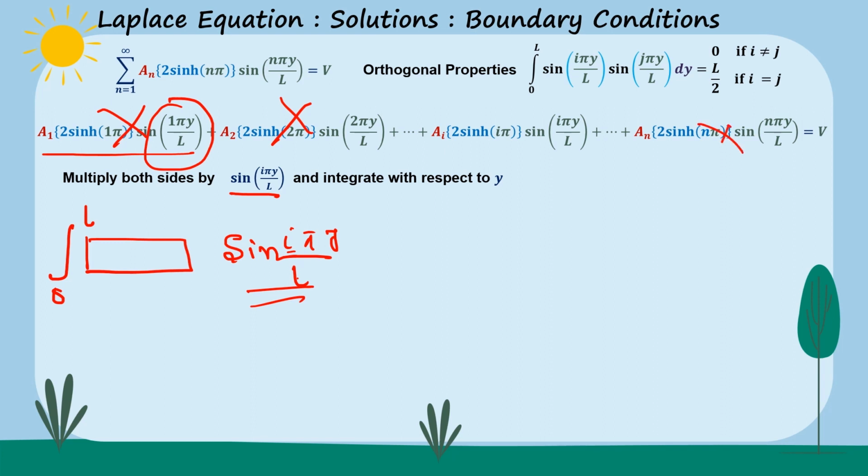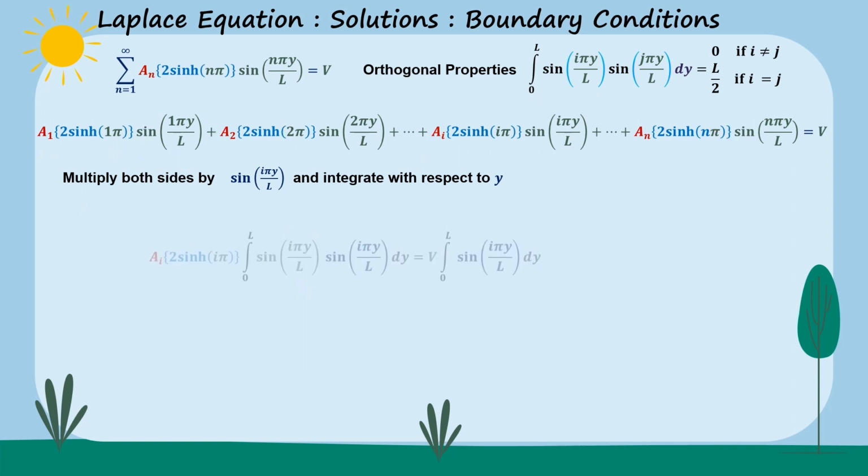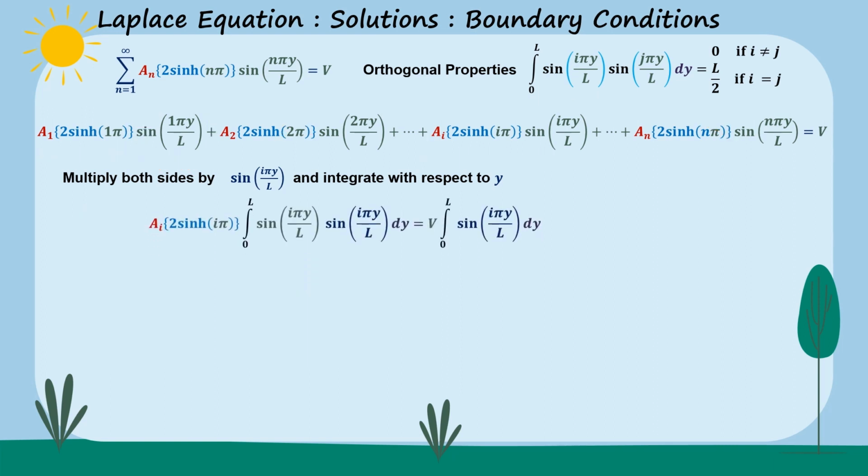This term will be retained. So only this term will be left behind, because here we have iπy and there we have iπy multiplication. Therefore, we can rewrite that in this particular form. So a_i sinh(iπ) is constant, so it comes out of the integration sign. We multiply, integrating the sine product and V over 0 to π. And that's it. Now see that on the left hand side, the integration gives L/2.